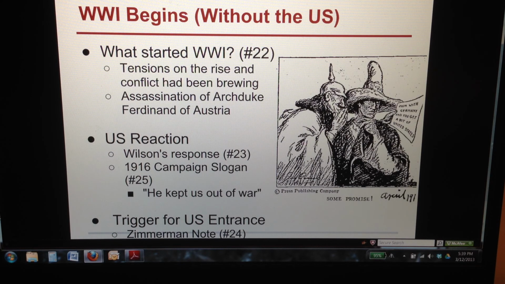So that's how, sort of, the first trigger for U.S. entrance, and that is where we will leave it for today.